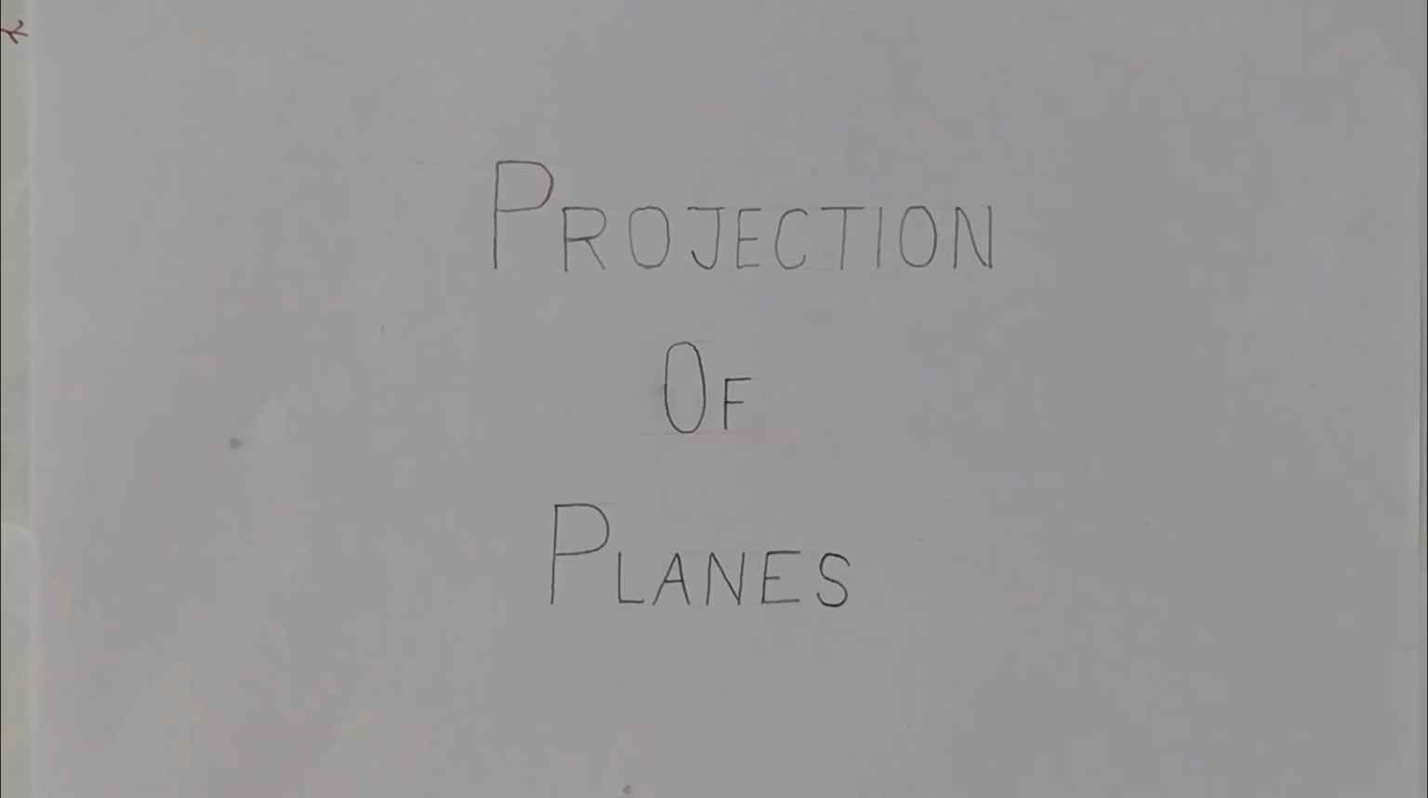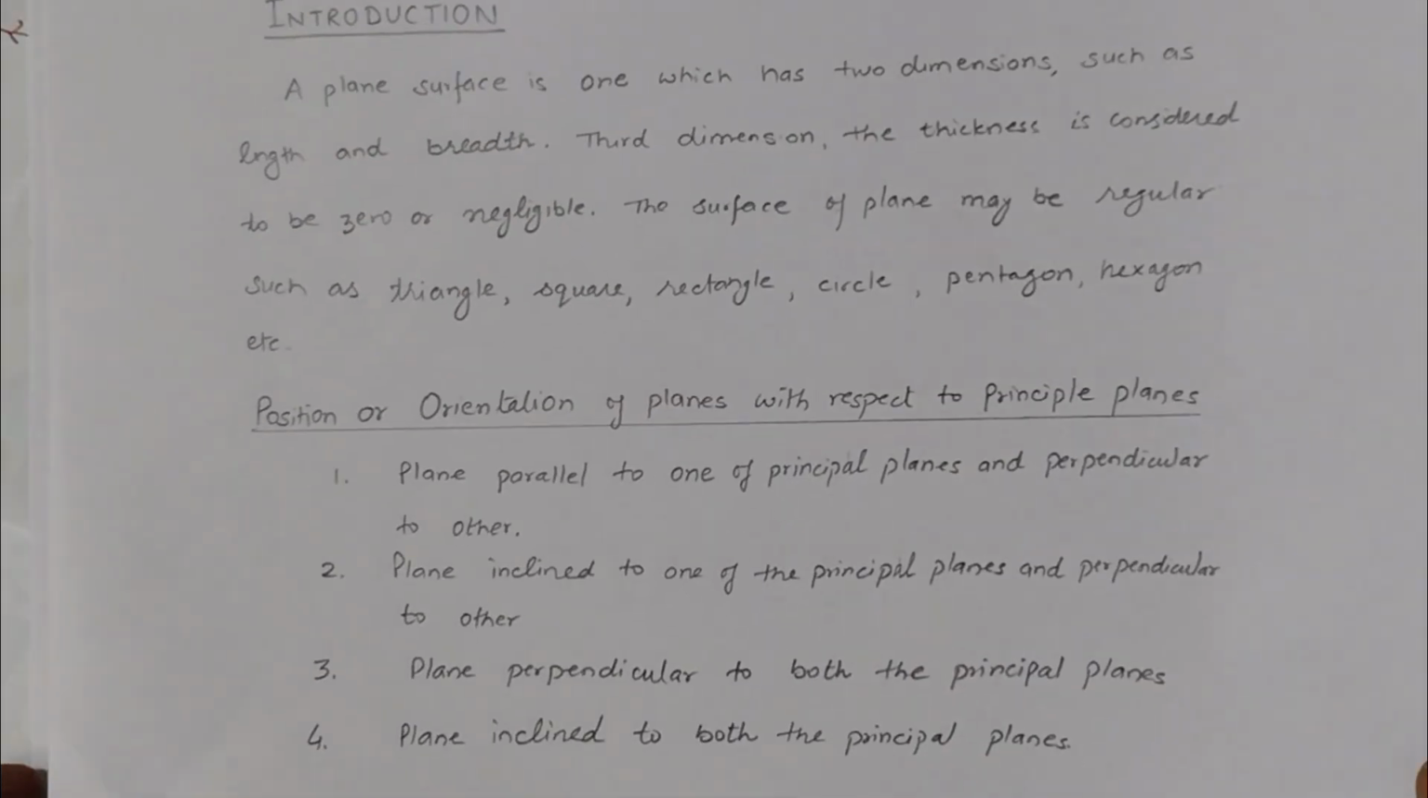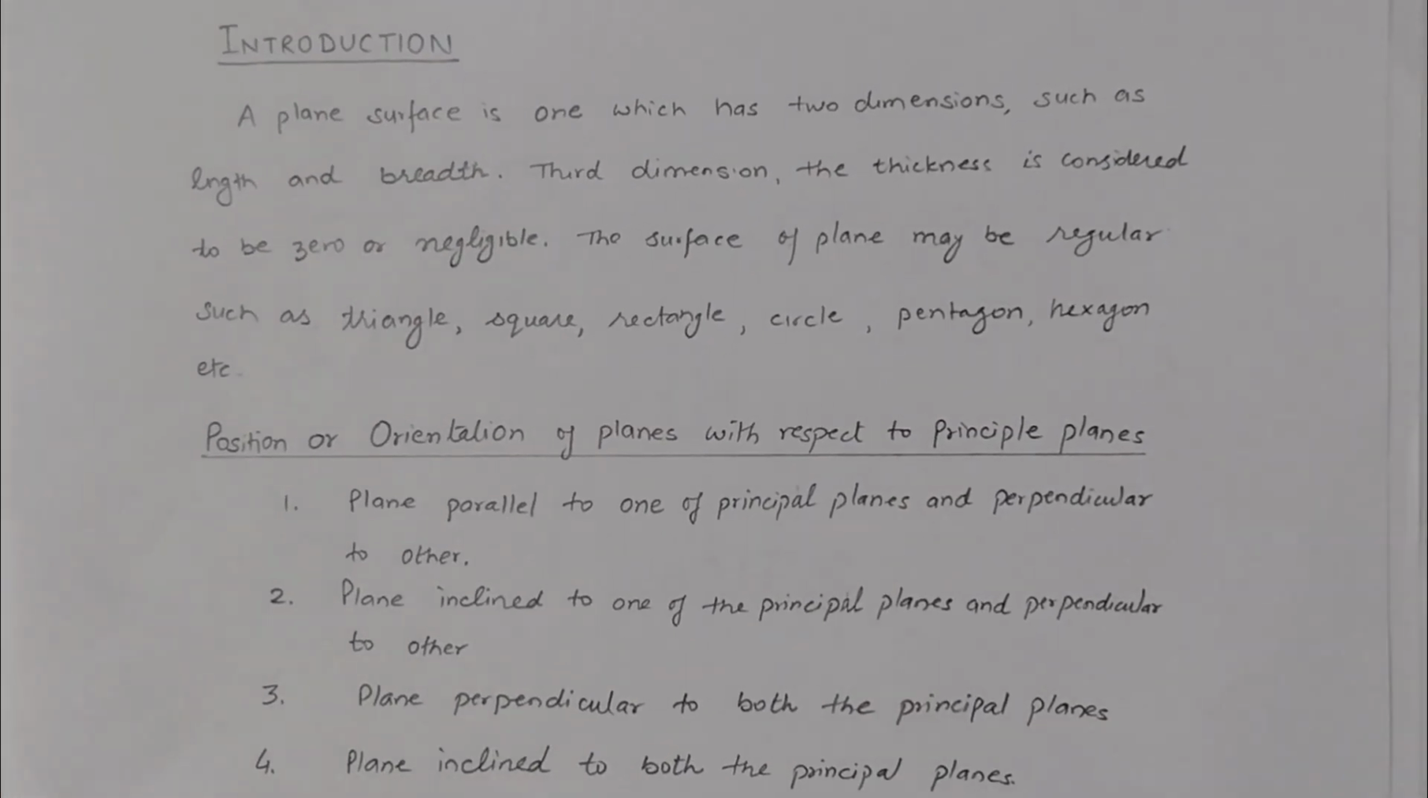Welcome all. In today's lecture, we will discuss projection of planes. So first of all, about the plane. A plane surface is one which has two dimensions, such as length and breadth. The third dimension, that is the thickness of the object, is considered to be zero or negligible. The surface of a plane may be regular, such as triangle, square, rectangle, circle, pentagon, hexagon, etc. So we will discuss one by one in this lecture.